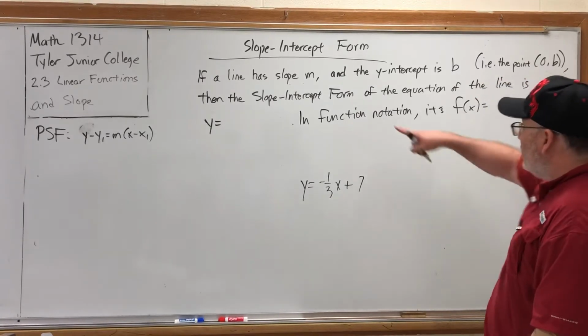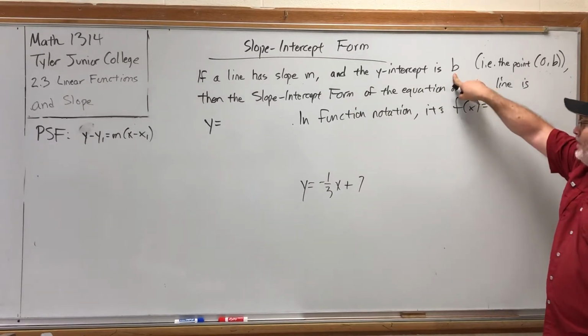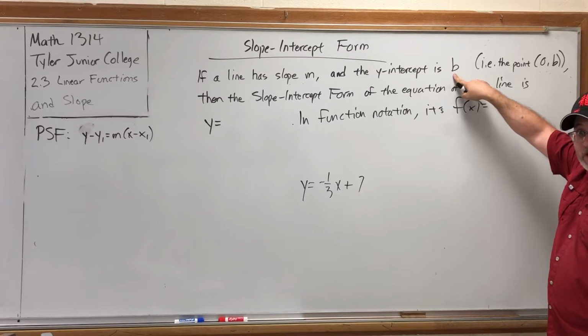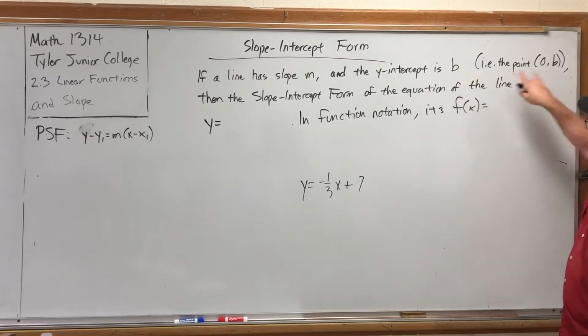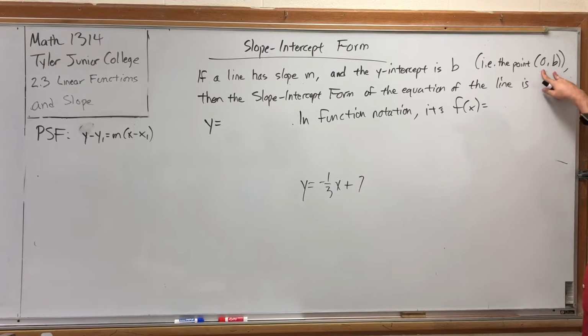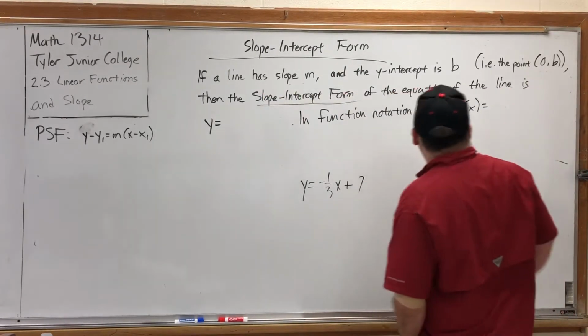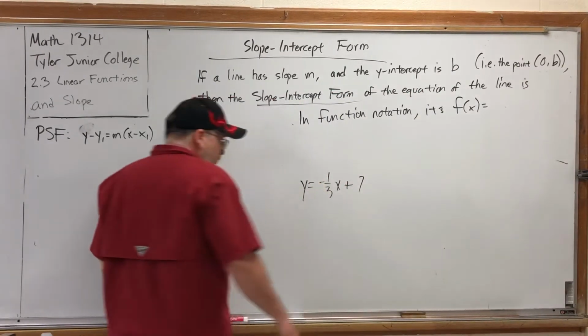If a line has slope m and the y-intercept is b, now just a comment, the y-intercept could be given to you as a single number, but keep in mind that it's associated with the ordered pair 0, b. So you can look at it from both perspectives, as a number on the y-axis or an ordered pair on a coordinate plane.